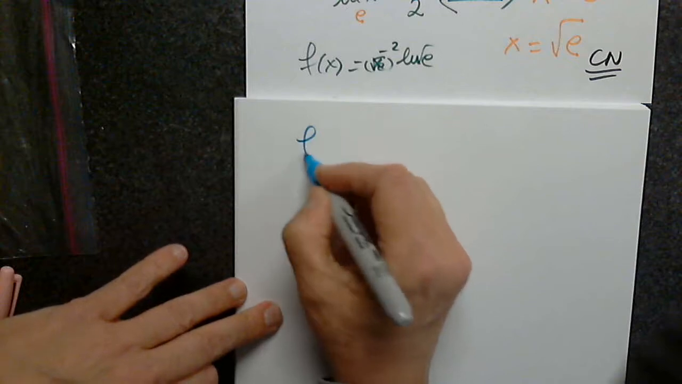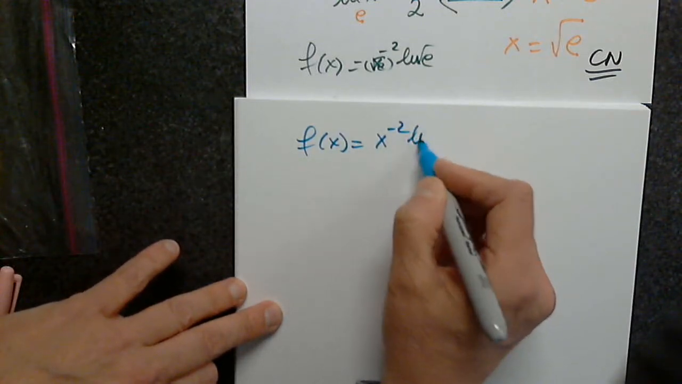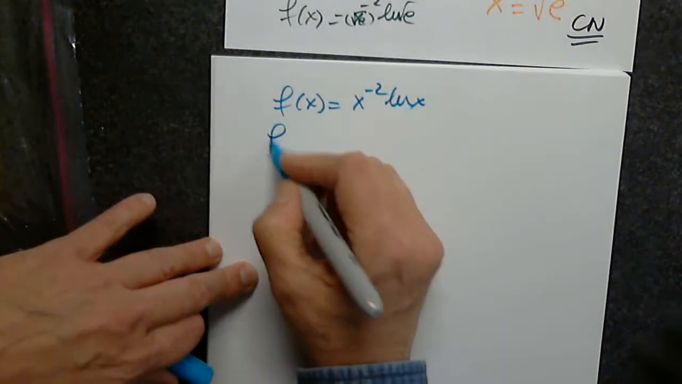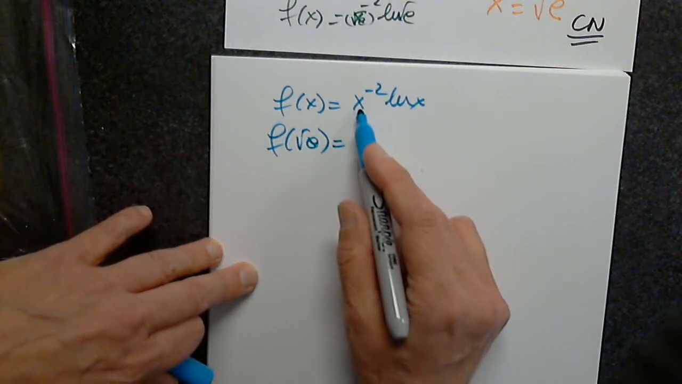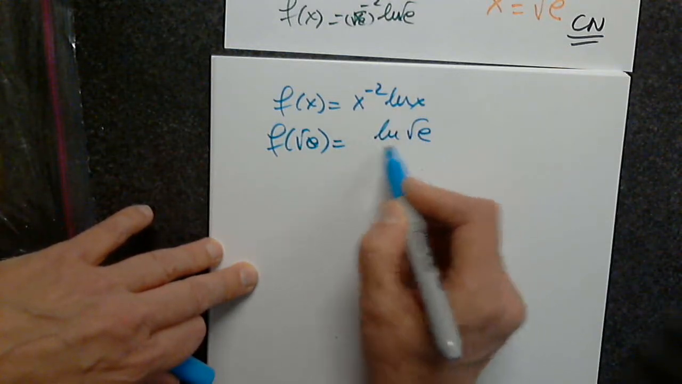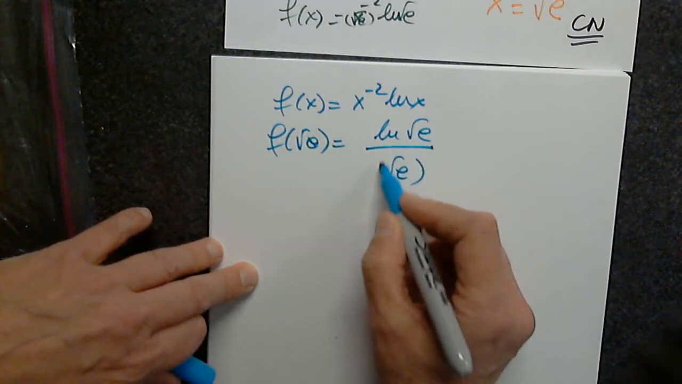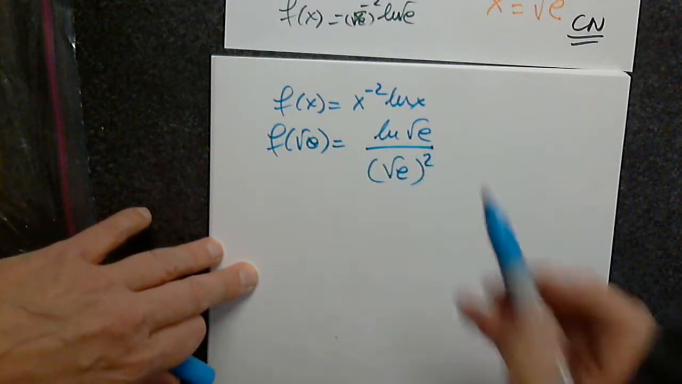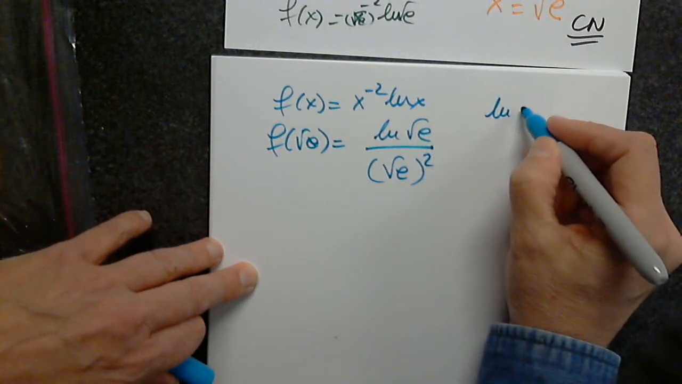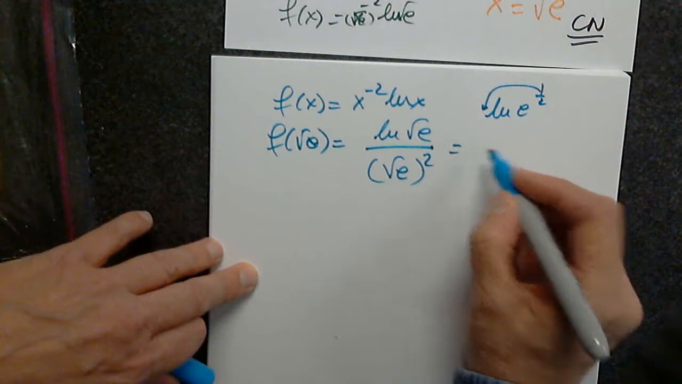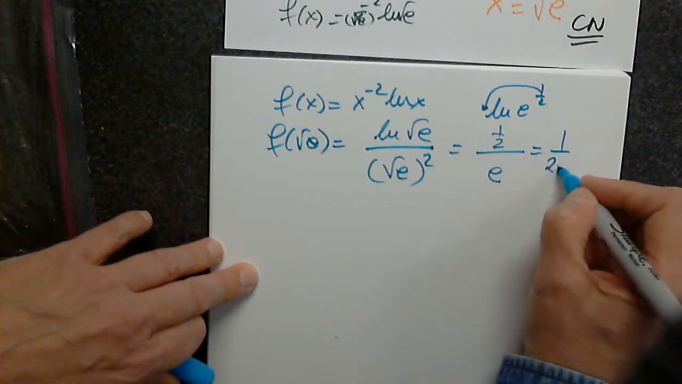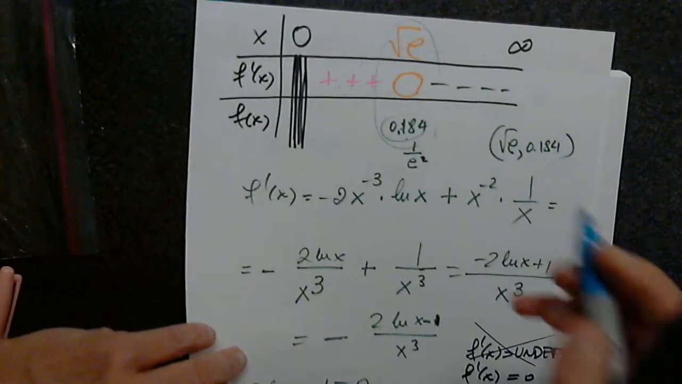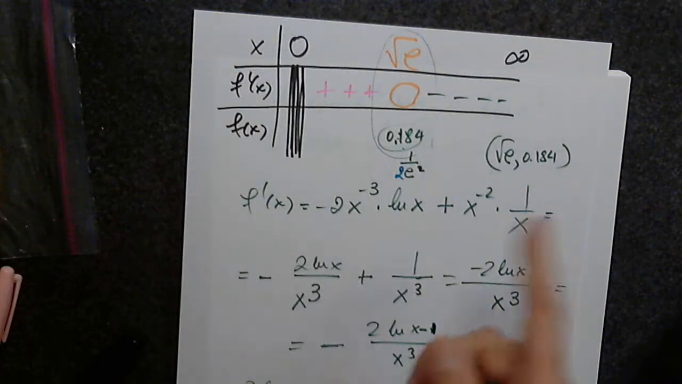That's the approximation, but I don't want to approximate. I just want to show you. So one more time, that's the original function. I have to plug in the square root of e. So this will be natural log the square root of e over the square root of e squared. So this gets changed into e to 1/2, and I bring 1/2 in front. So the numerator is 1/2, and the denominator is e. So then it's 1 over 2e, the correct answer. 1 over 2e. And that's the 0.184.